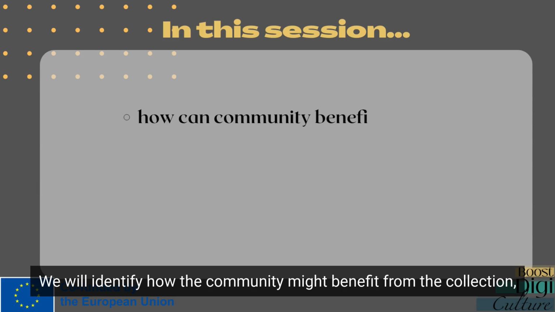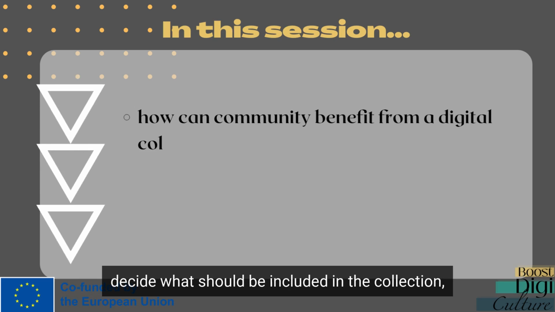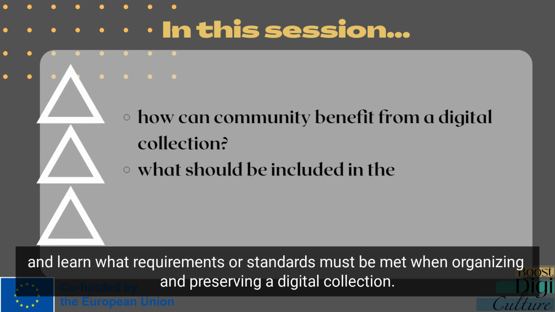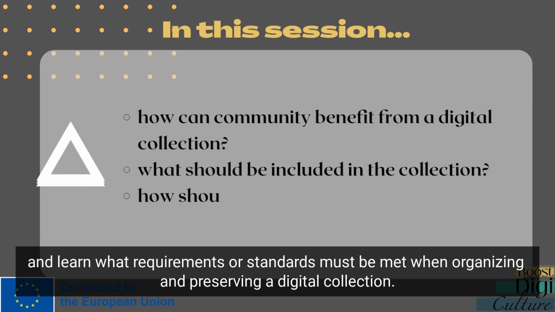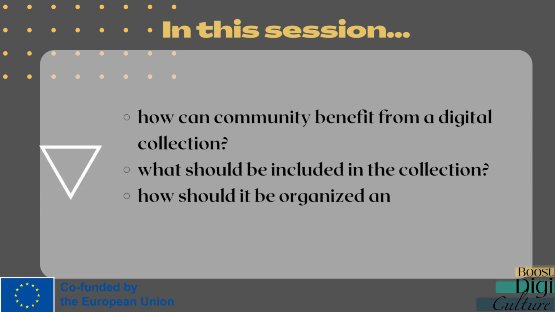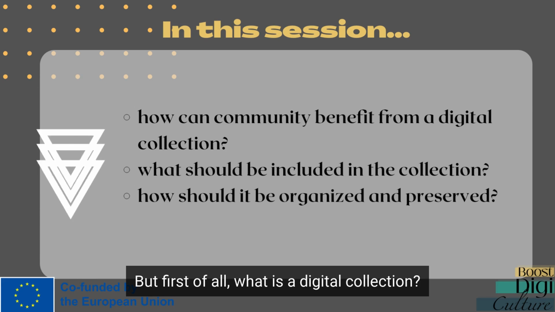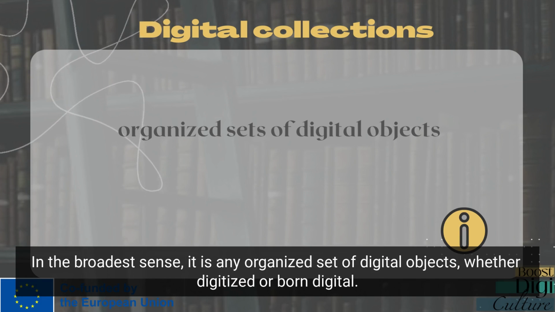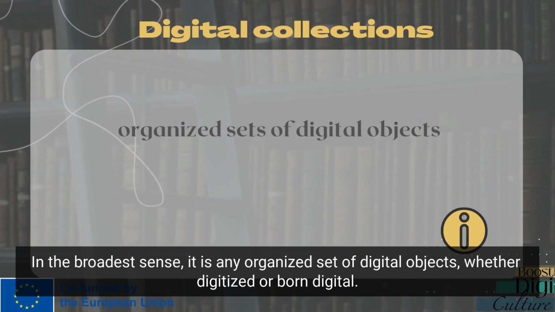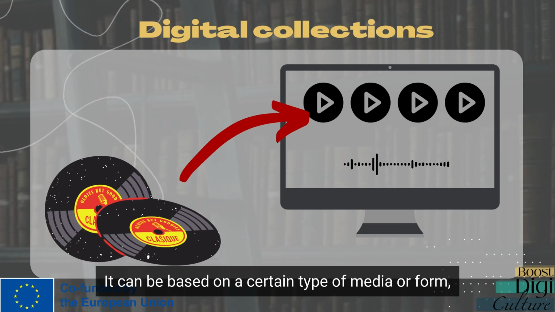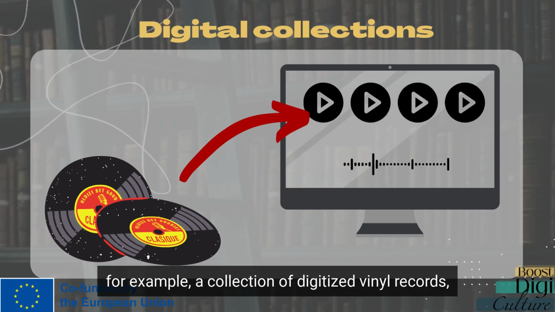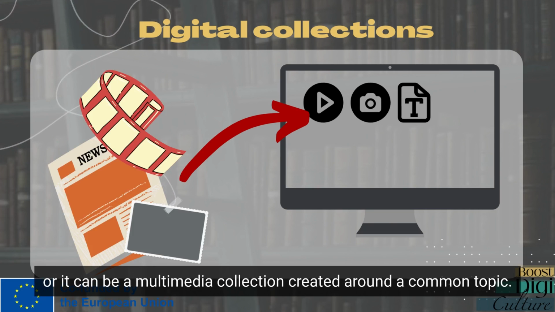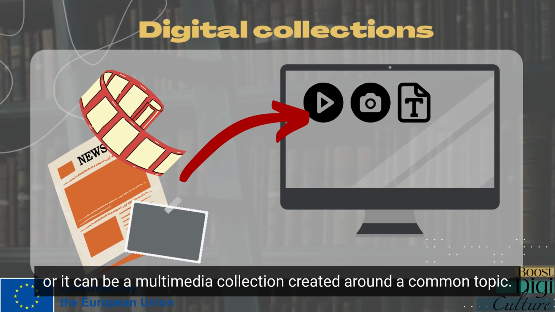We will identify how the community might benefit from the collection, decide what should be included in the collection, and learn what requirements or standards must be met when organizing and preserving a digital collection. But first of all, what is a digital collection? In the broadest sense, it is any organized set of digital objects, whether digitized or born digital. It can be based on a certain type of media or form, for example, a collection of digitized vinyl records, or it can be a multimedia collection created around a common topic.